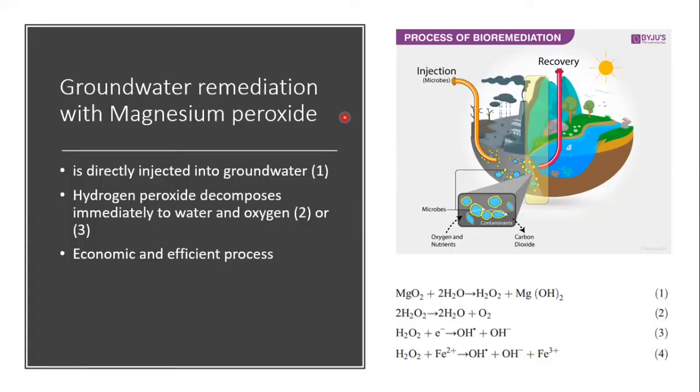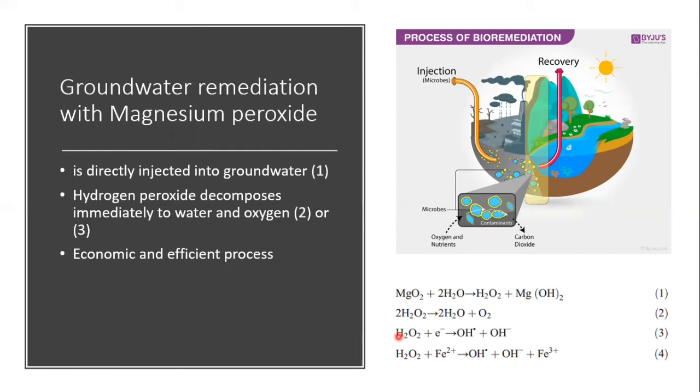Magnesium peroxide is directly injected into groundwater, as shown in the picture here. When magnesium peroxide reacts with water, the chemical equation 1 represents the reaction. The hydrogen peroxide decomposes immediately to water and oxygen, as shown in equations 2 and 3. Most bioremediation processes involve oxidation reduction reactions like equation 3, where either an electron acceptor, commonly oxygen and iron, is added to stimulate oxidation of a reduced pollutant, or an electron donor.